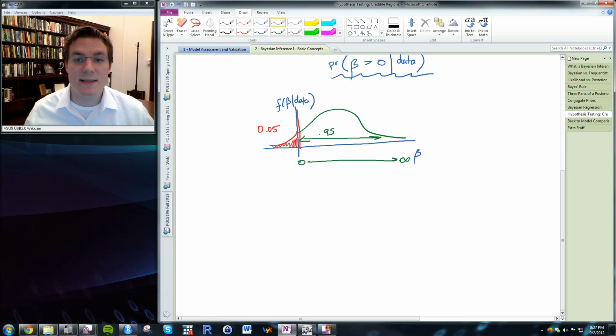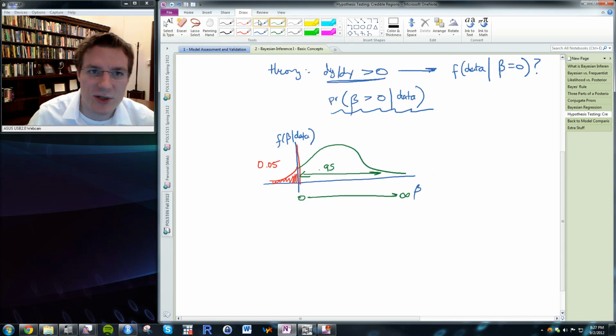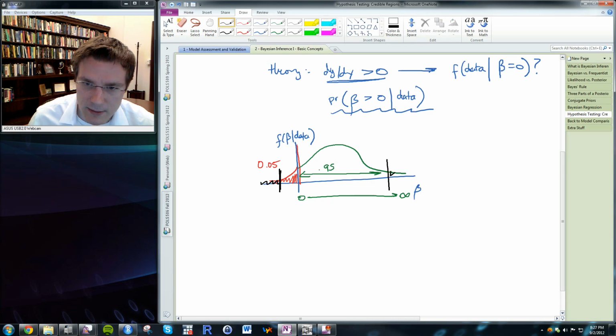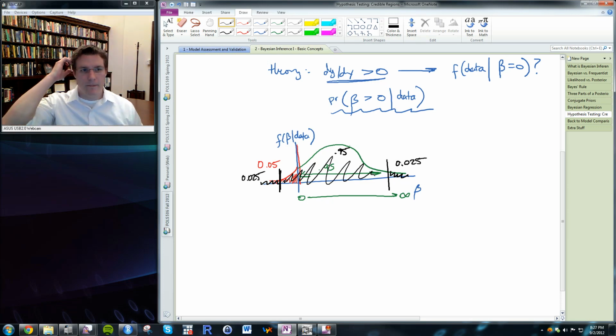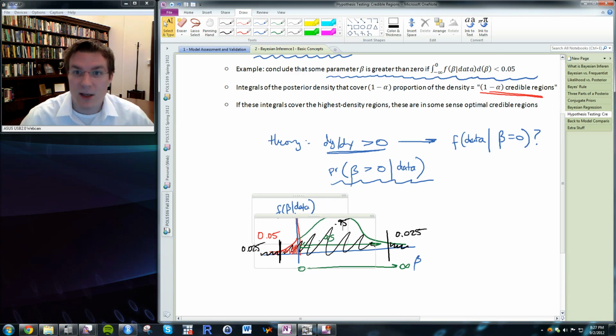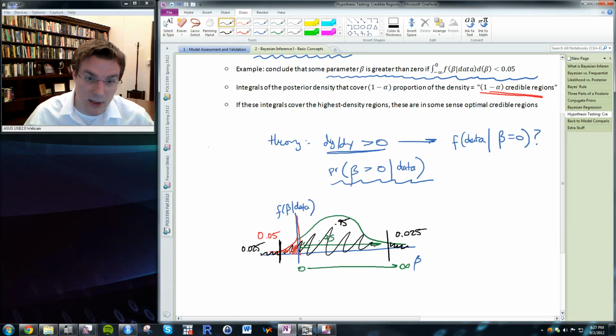Now you'll notice that's not the only 95% credible region. I could have just as easily done this. I could have said, well, this and this right here, this is 0.025 and this is 0.025. So between here and here, I've also got 95% of the posterior density. That's also a 95% credible region. So credible regions are actually not unique. A credible region is just any region that has 1 minus alpha of the density underneath it.